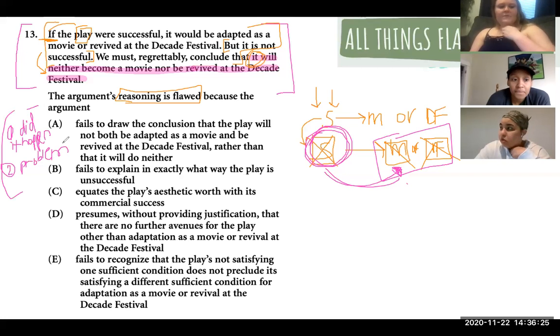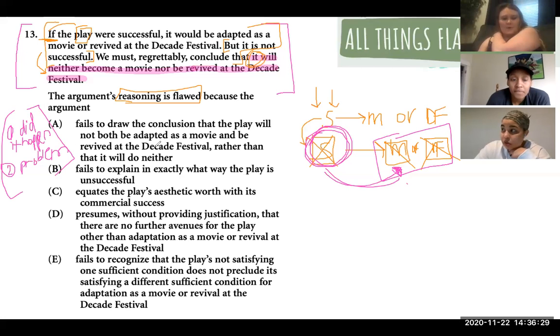But yeah, so let's start with A. Fails to draw the conclusion that the play will not be both adapted as a movie and be revived at the play rather than it will do neither. Does that happen? Do we fail to draw the conclusion that the play will not be both of these things? No, I think it does draw that conclusion, because it says it's neither going to become.